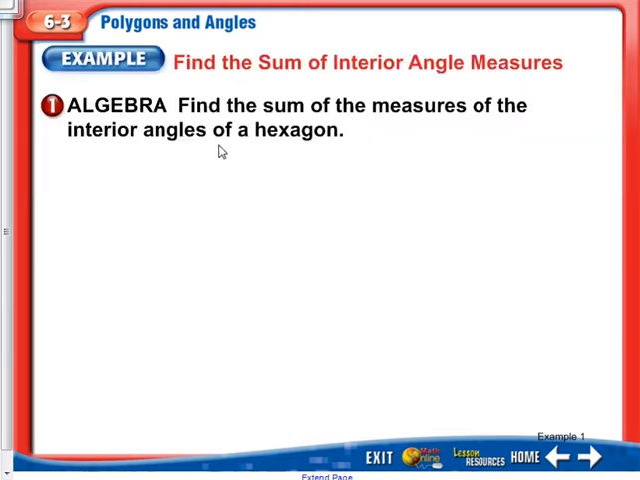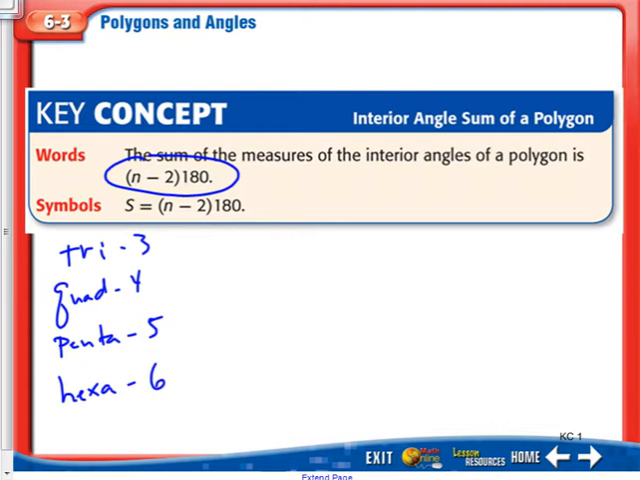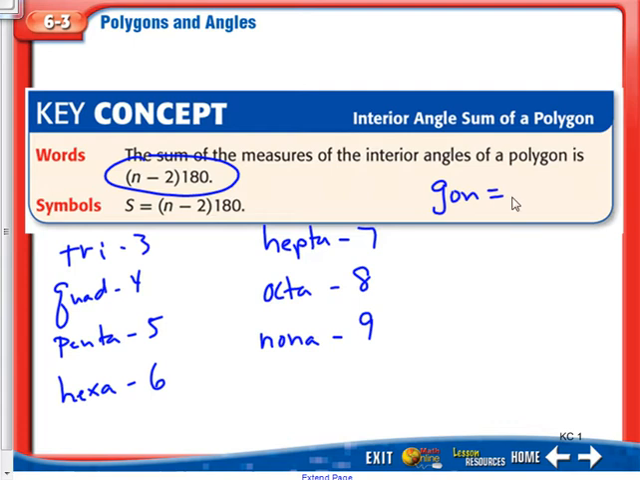Looking at an example here, it says, find the sum of the measures of the interior angles of a hexagon. Well, before we go to that, let's make a little list. Tri means 3, quad means 4, penta means 5, hexa means 6, hepta means 7, octa means 8, nona means 9. So these would be like triangle, quadrilateral, pentagon, hexagon, heptagon, octagon. Gon means sides. Nonagon, 9 sides.